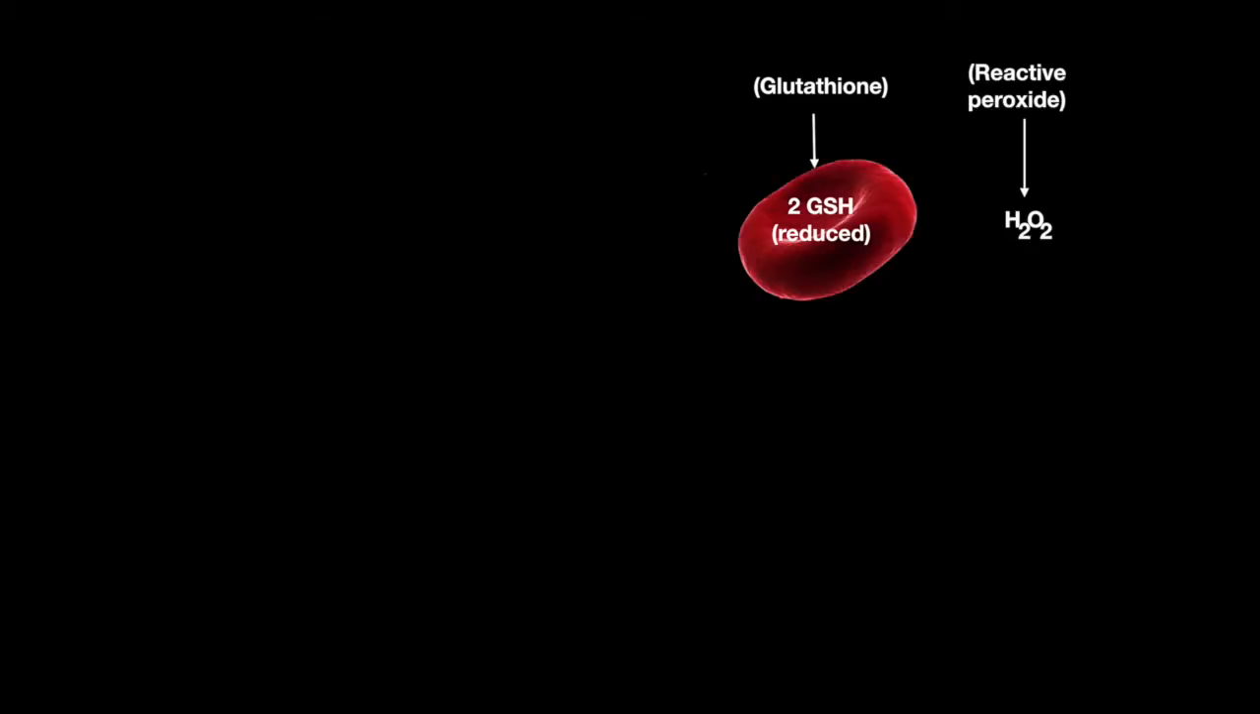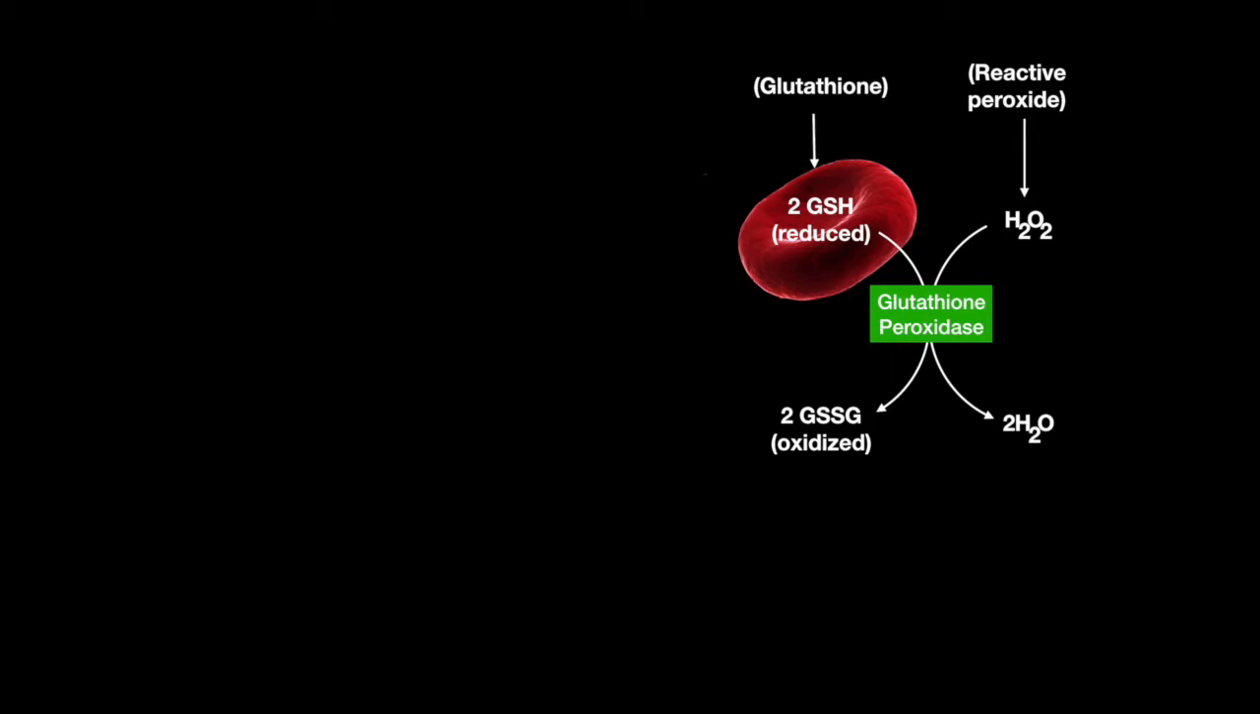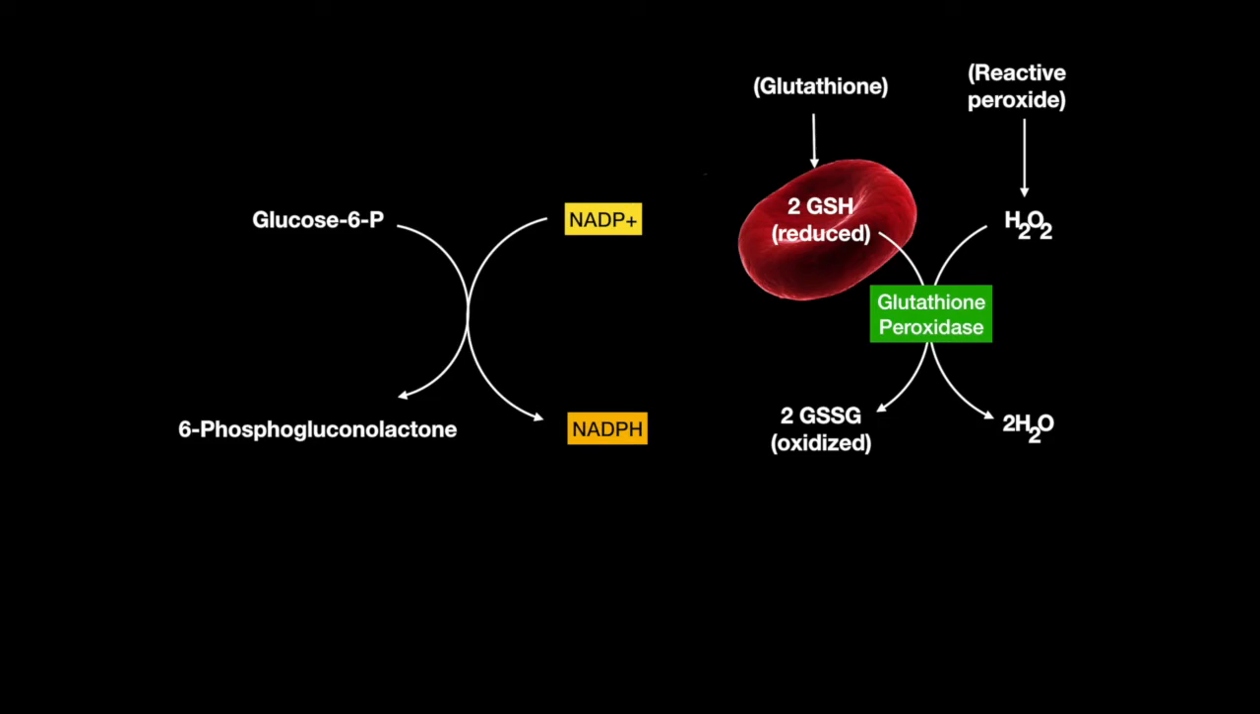Glutathione is an antioxidant used by red blood cells to cleanse it of free radicals. It is synthesized indirectly by the oxidation of glucose-6-phosphate to 6-phosphogluconolactone by glucose-6-phosphate dehydrogenase. Then, glutathione reductase uses the NADPH generated to synthesize glutathione.